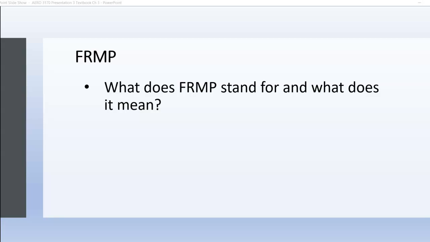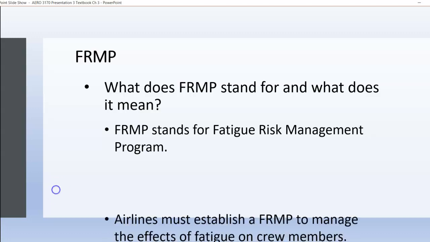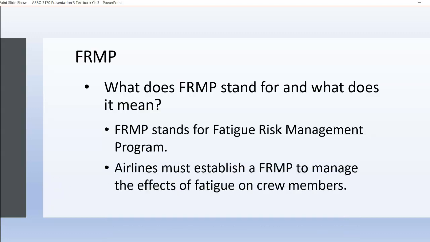121 passenger airlines, is called an FRMP. What does FRMP stand for, and what does it mean? FRMP stands for Fatigue Risk Management Program, and airlines must establish a fatigue risk management program to manage the effects of fatigue on crew members according to Part 117.